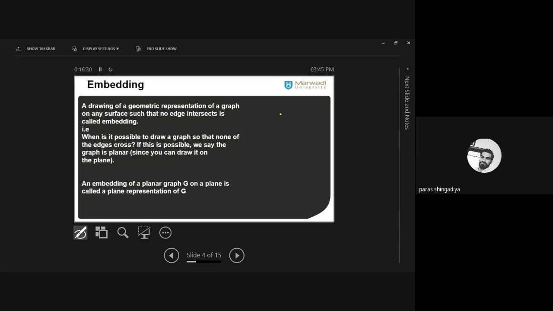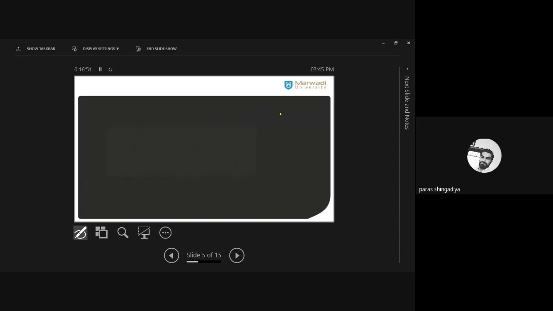When it is possible to draw a graph so that none of the edges cross, we say the graph is planar. If it is not possible, then the conclusion will be that it is a non-planar graph. An embedding of a planar graph G on a plane is called the plane representation of G. That procedure is also known as a plane representation of G.